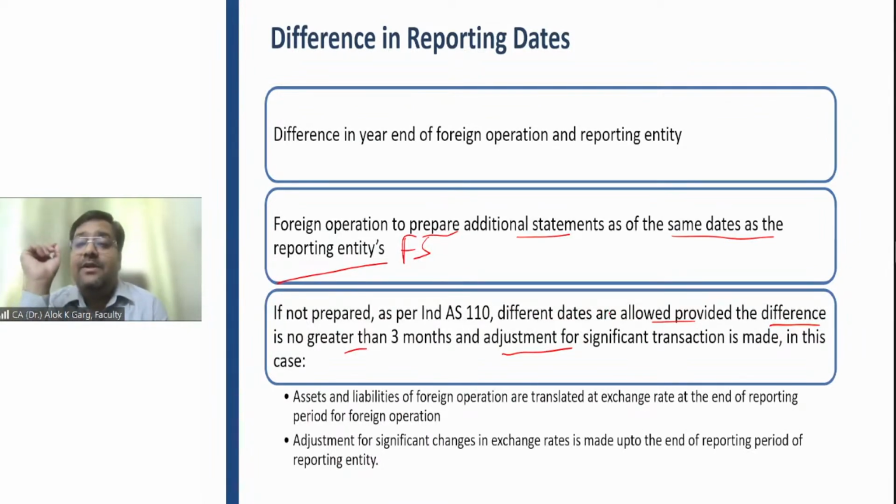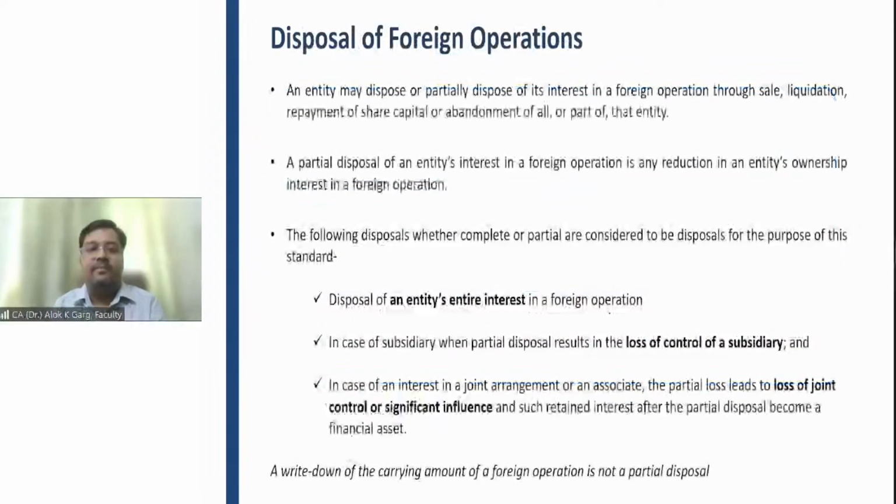But sir, that subsidiary is a foreign subsidiary. So if that subsidiary has to either prepare the additional statement for 3 months, or take the significant impact of adjustment in the books of accounts, in that case, how to translate that significant adjustment for the balancing period, or how to translate that additional statement? Simple. Asset and liability at the closing exchange rate. P&L impact at the average rate, right? At the average rate. Exactly the same, right? This was the difference in reporting date.